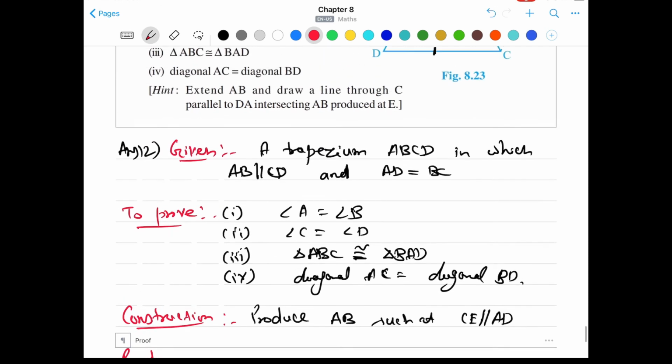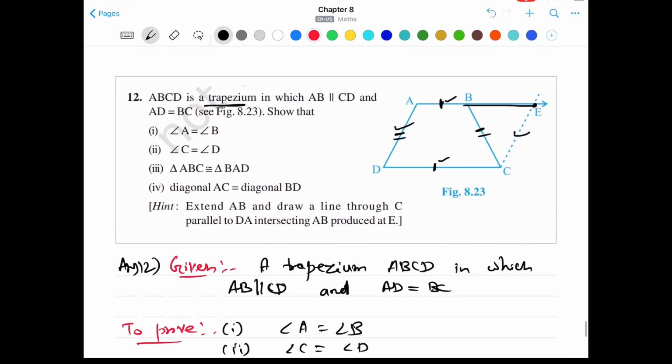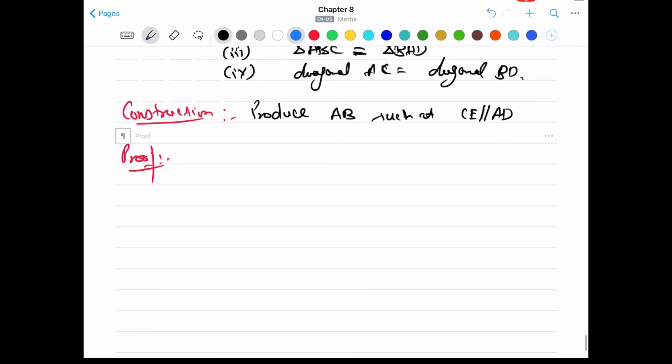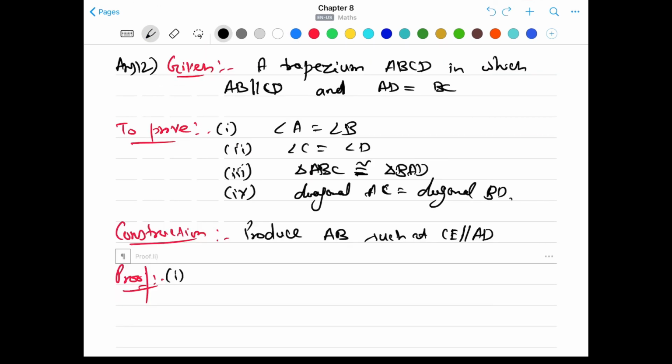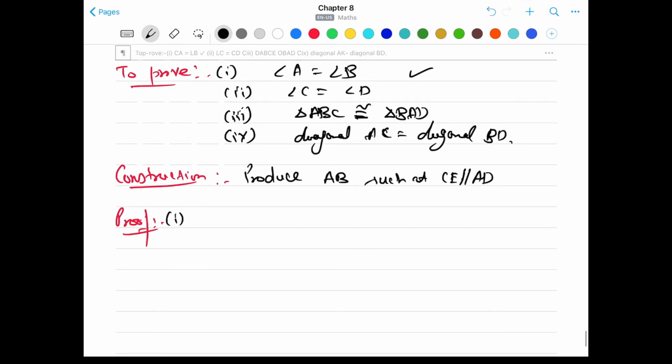Now let's start the proof. Also, we're going to draw its two diagonals, AC and BD. Let's draw the diagonal BD, and we have the diagonal AC. So these are the two diagonals of this trapezium ABCD. Here we have to prove that angle A is equal to angle B. Okay, so let's start this proof now.